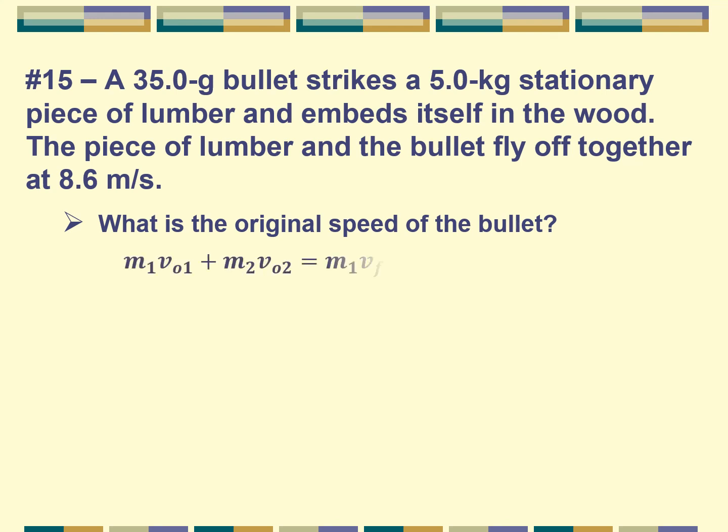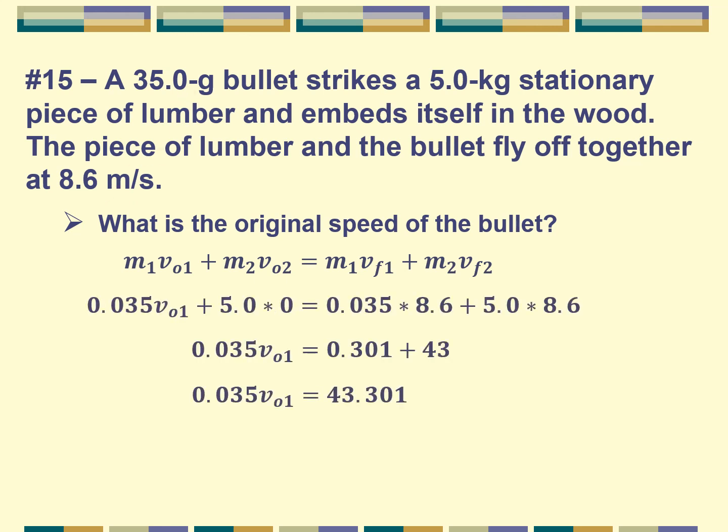All right, so we got our conservation of momentum equation. We got all the information given to us. We got 35 grams, which needs to be converted to kilograms. So mass 1 is going to be 0.035. And then the second mass is 5 kilograms. Initially, for the second mass, it has 0 velocity because it's stationary. The final velocity of the second mass is going to be 8.6, and the final velocity of the bullet is going to be 8.6. So we'll go ahead and plug in the information that we know.